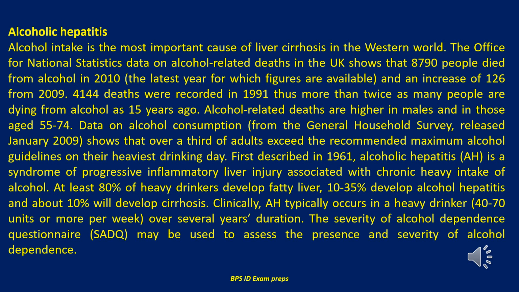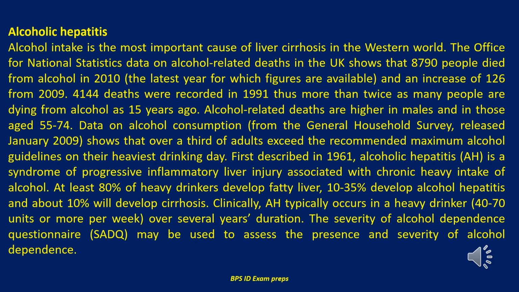First described in 1961, alcoholic hepatitis, abbreviated as AH, is a syndrome of progressive inflammatory liver injury associated with chronic heavy intake of alcohol. At least 80% of heavy drinkers develop fatty liver, 10–35% develop alcoholic hepatitis and about 10% will develop cirrhosis.